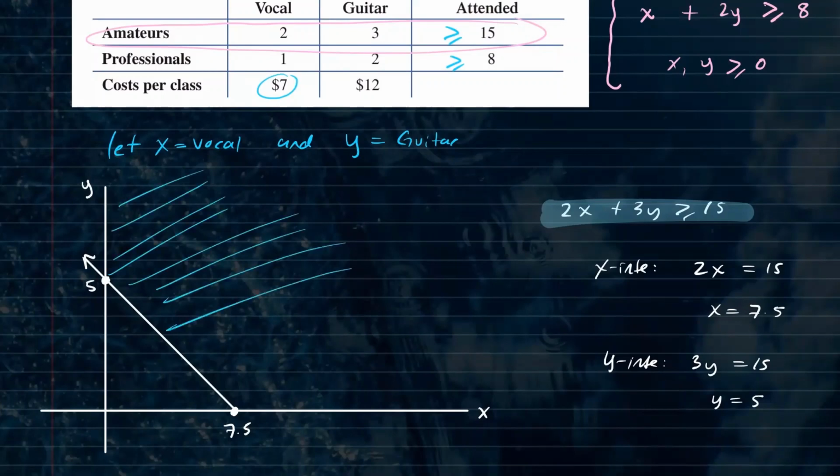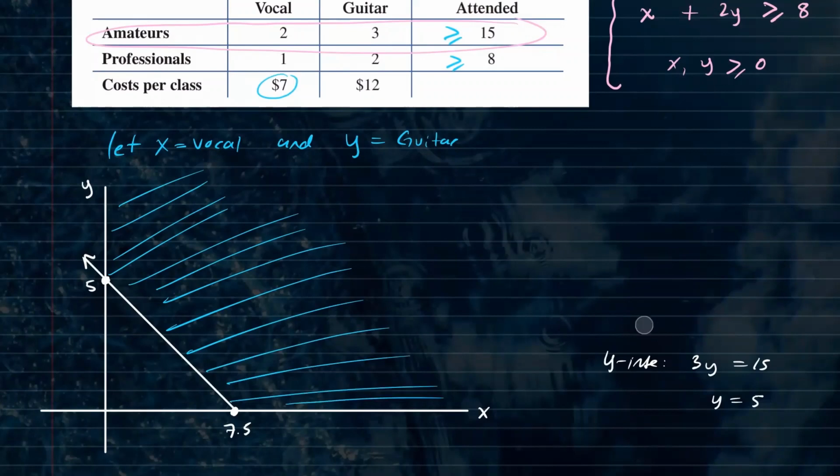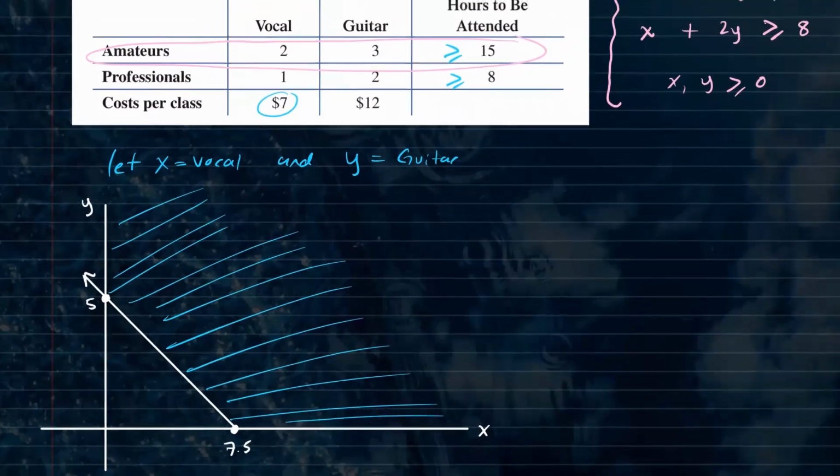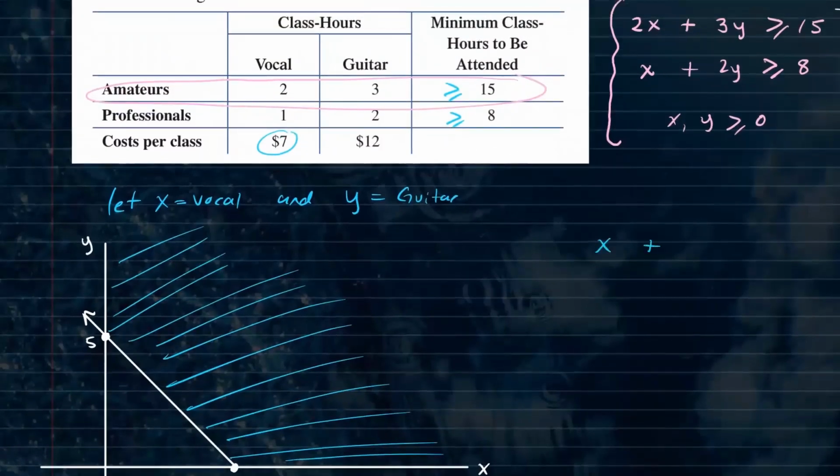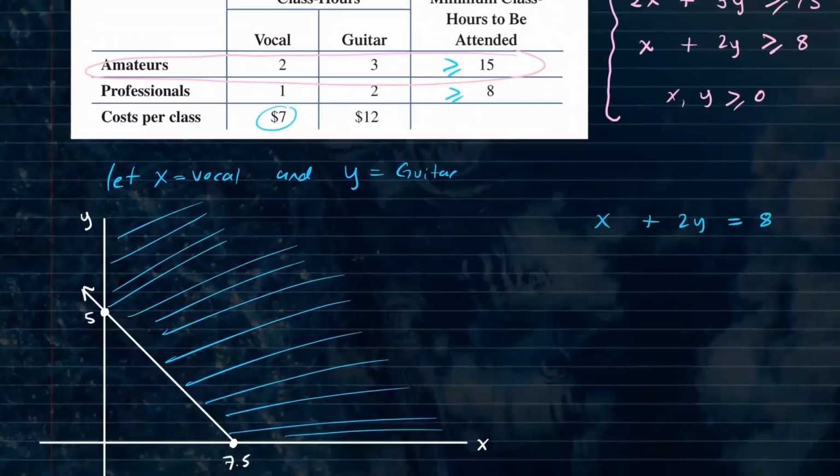So something like that, just showing you an idea of this. Now for the second inequality, we do the same thing, finding the intercepts. So let's go ahead and do that. We have x plus 2y is equal to 8. So for the x-intercept, I set y to 0, I have x equals 8. So let's suppose this is 8.